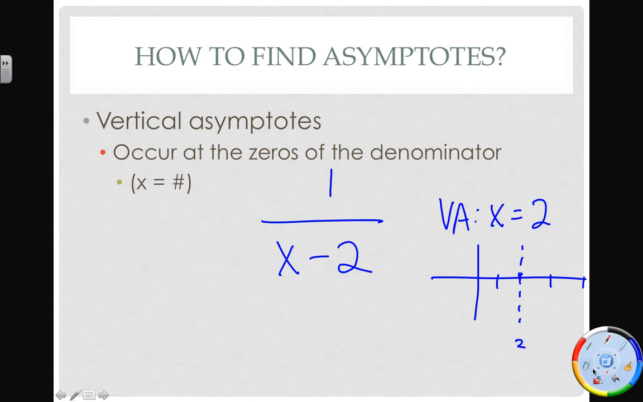Even if it was, let's change that numerator a little bit, even if it was 3x squared plus 6x minus 1, it would still have a vertical asymptote at x equals 2. Now there are some variations on this, but we're getting those a little bit later. But we do have an asymptote at x equals 2. All right, so vertical asymptotes are the easy ones. You need to be able to find the zeros of the denominator.